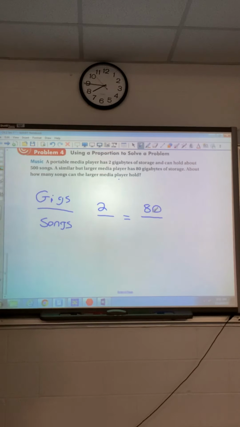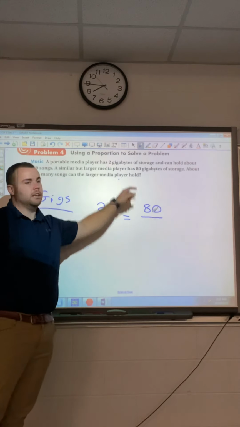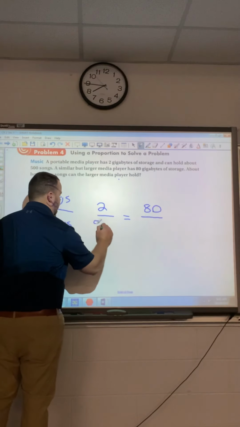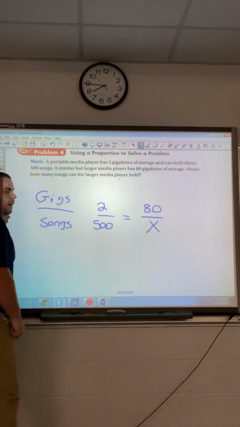Now the only thing you can mess up here is by not putting the right ones together. So now I've got songs, and I've only got one of them. I've got 500 songs. Does it go with the 2 or does it go with the 80 in the problem? It goes with the 2, right? So I'm going to put it right here, underneath there, and I'm looking for that one, so it's going to be an X.